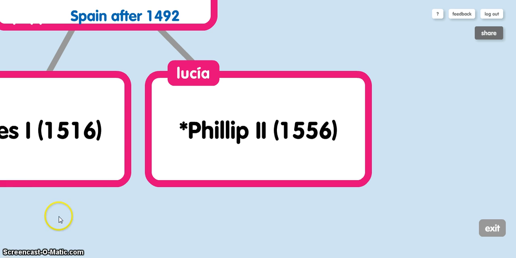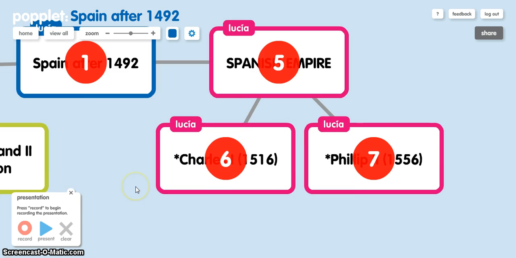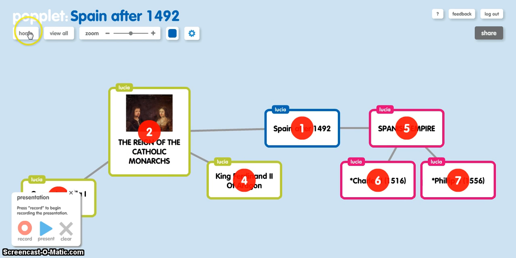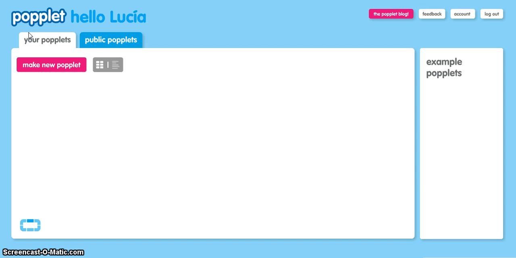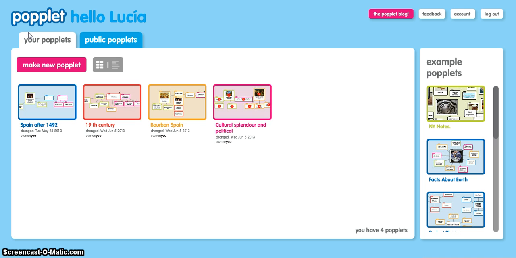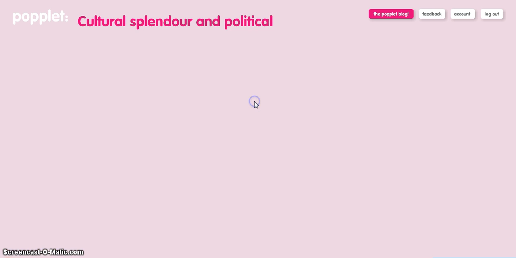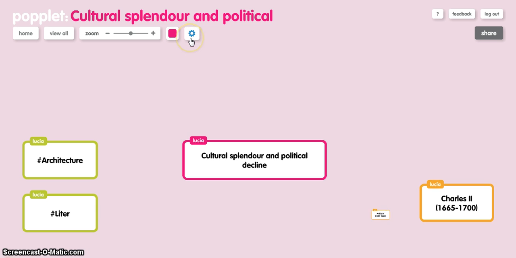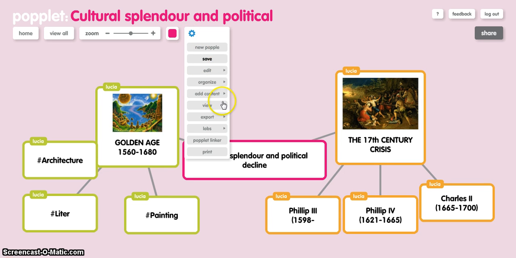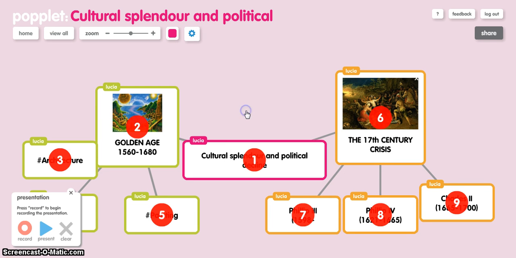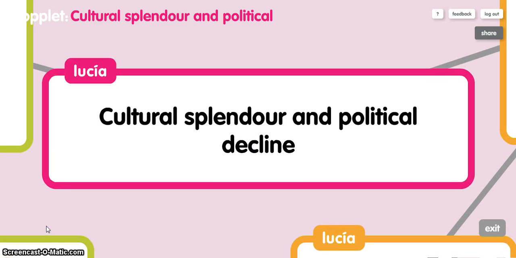Okay, this is the first pamphlet. I go with the second. That is cultural splendor and political decline.